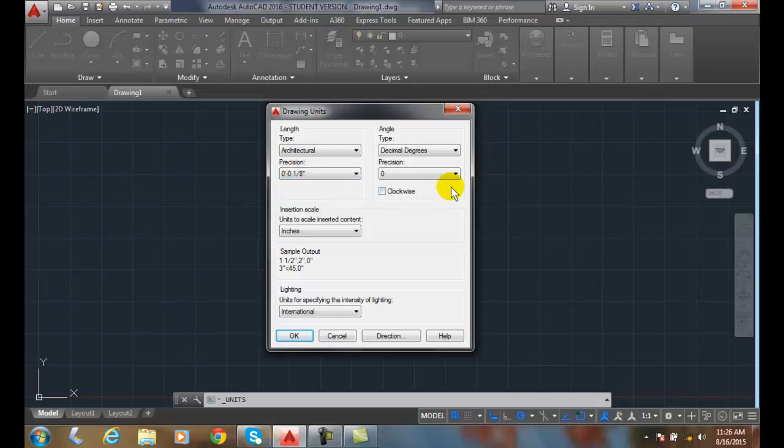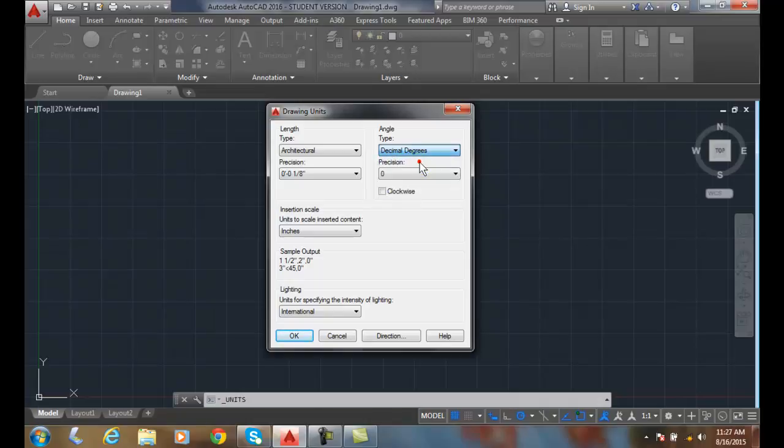Now, if we're going to measure an angle, these are for lengths. If we're going to measure an angle, we have basically 5 different types, but we really only use 2 of them. Decimal degrees is the most popular by far, but civil engineers and surveyors will use degrees, minutes, seconds. So they'll say it's 45 degrees. They can break it up into minutes. In other words, there's 60 subdivisions of each degree. And then they could break up each minute into 60 more subdivisions.